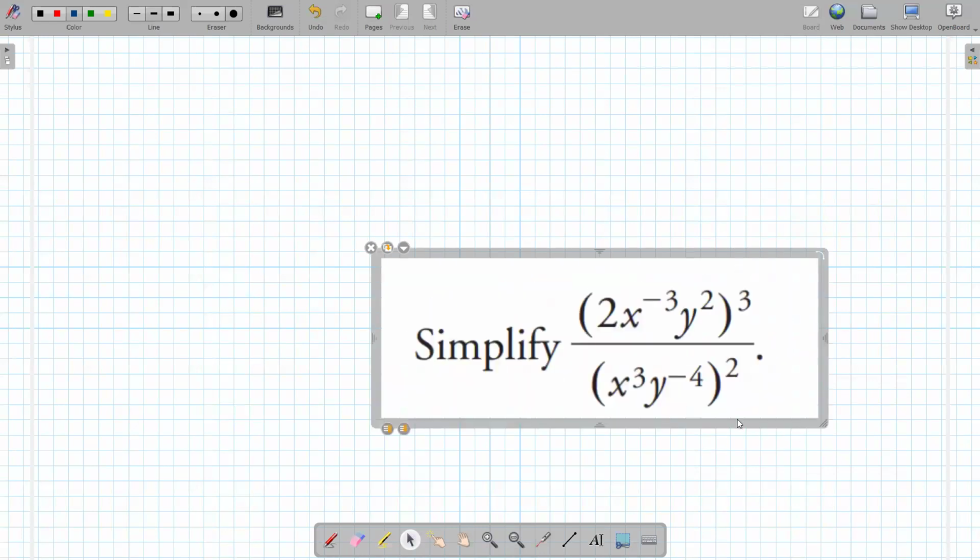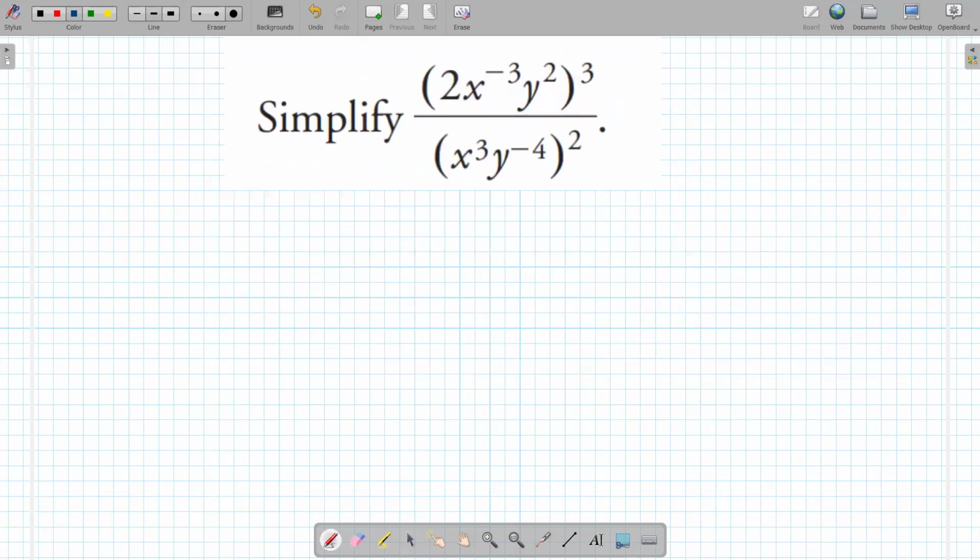So here we have a question. It says simplify. So we have multiple x's, multiple y's. We only want one x and one y as the final answer, and ideally with positive exponents. Let's do it step by step. Step 1, we're going to open the bracket on the numerator. Does this 3 apply to this 2? Yes. The exponent applies to every element inside the bracket, so it'll be 2 cubed.